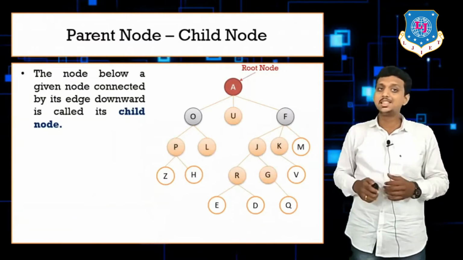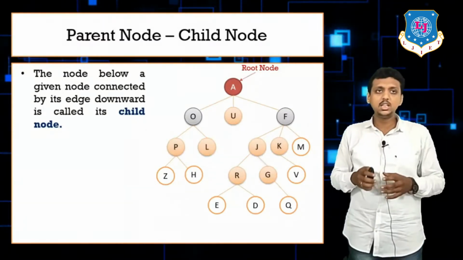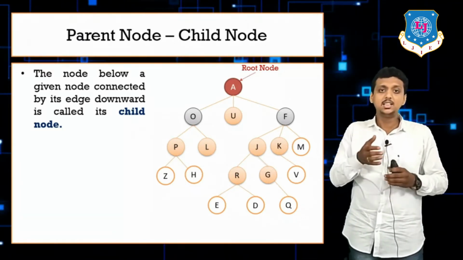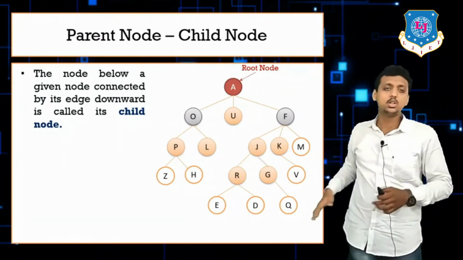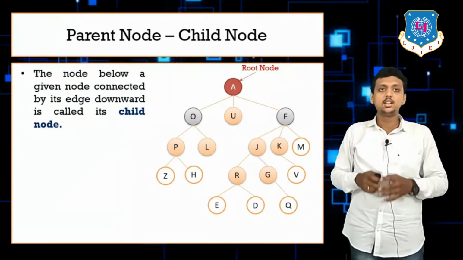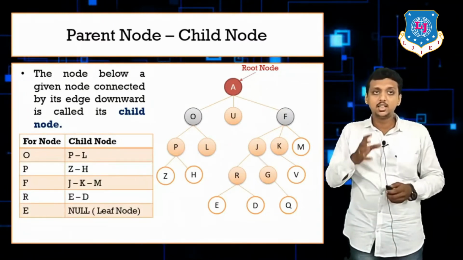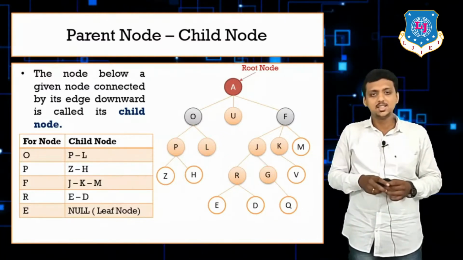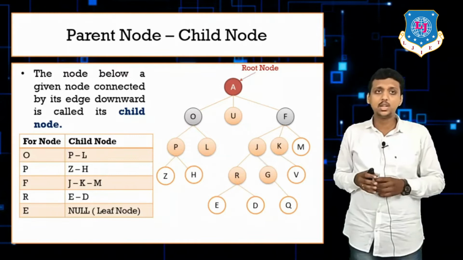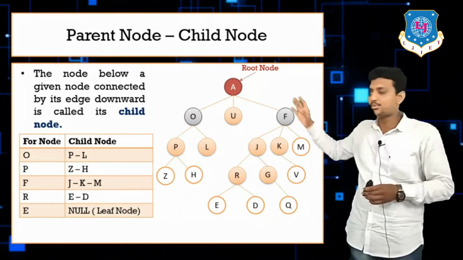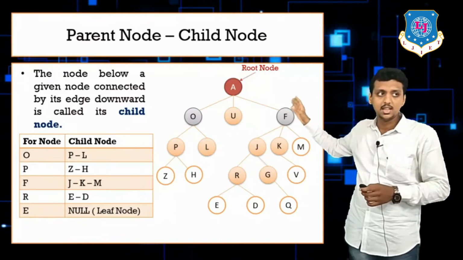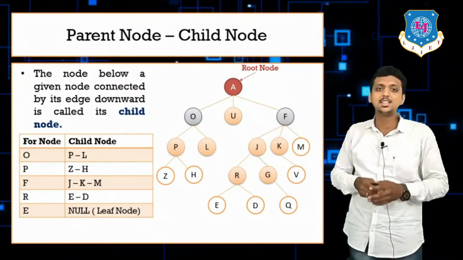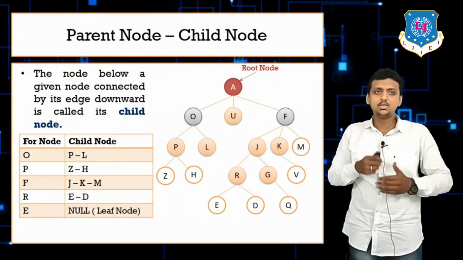Now the next is child nodes. In our tree, each and every node contains a parent node, and the nodes downward in the hierarchy are known as child nodes. Fine. If you can see this table, for node O, the nodes P and L are known as child nodes. The next, for node F, you can say that J, K, M, these all three nodes are known as child nodes. Fine. So same like that.